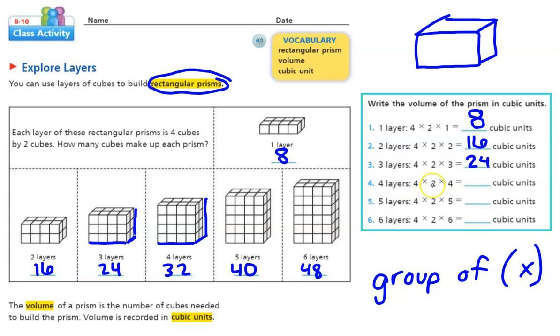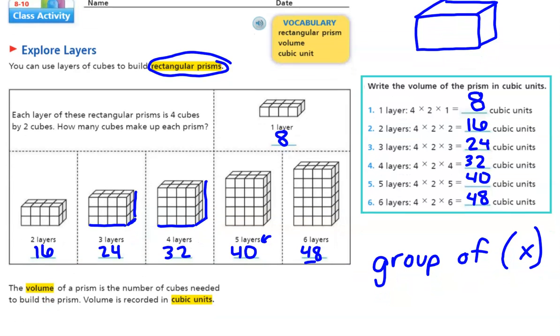So that was 4 times 2 is 8, and 8 times 4 is 32. The next one would have been 4 times 2 is 8, times 5 is 40. That matches right here. And then 4 times 2 is 8, and 8 times 6 is 48, which matched right here. So if we don't have cubes in front of us, that doesn't mean we can't find volume. We just need to think about the dimensions of those cubes instead.